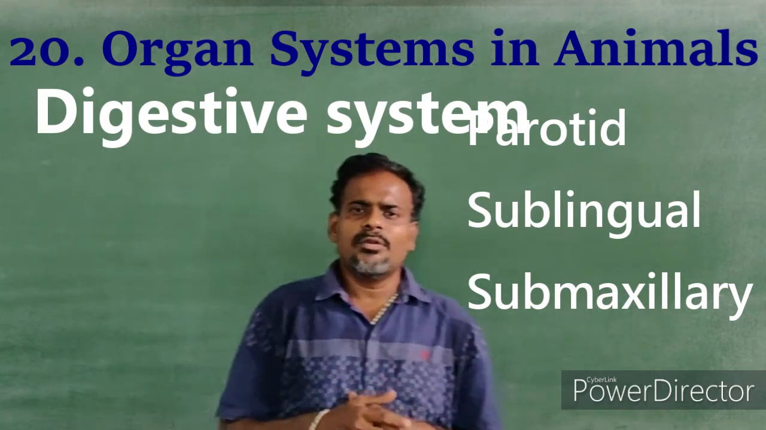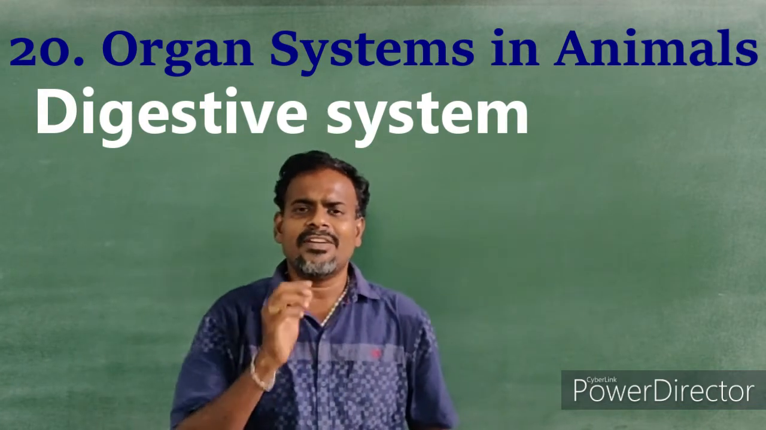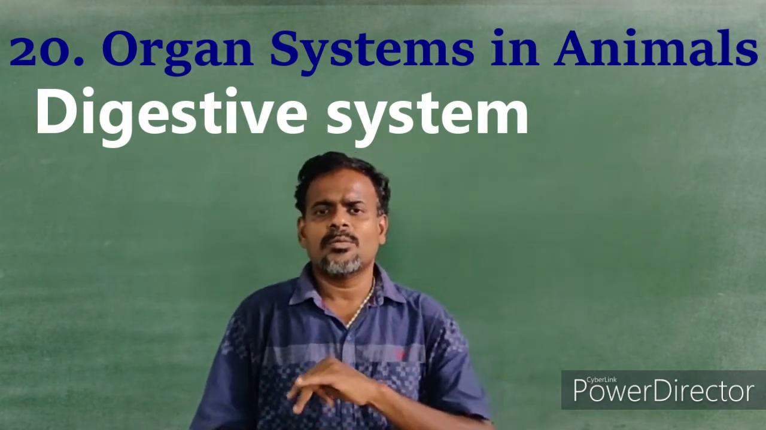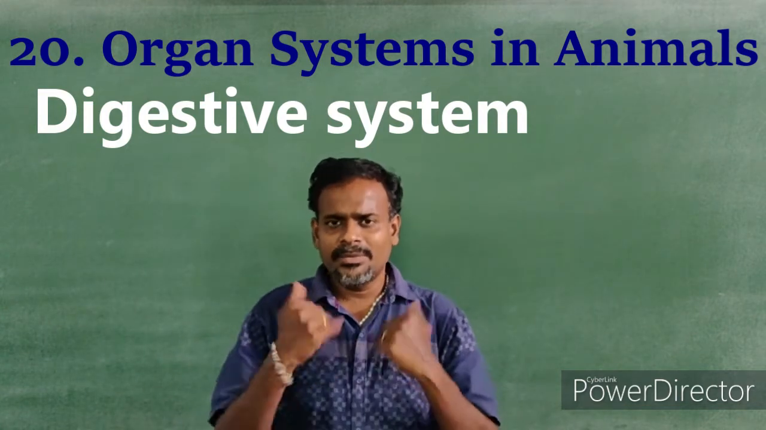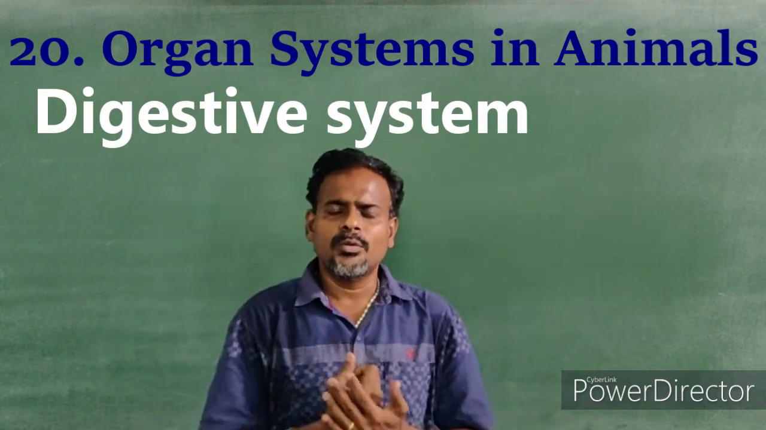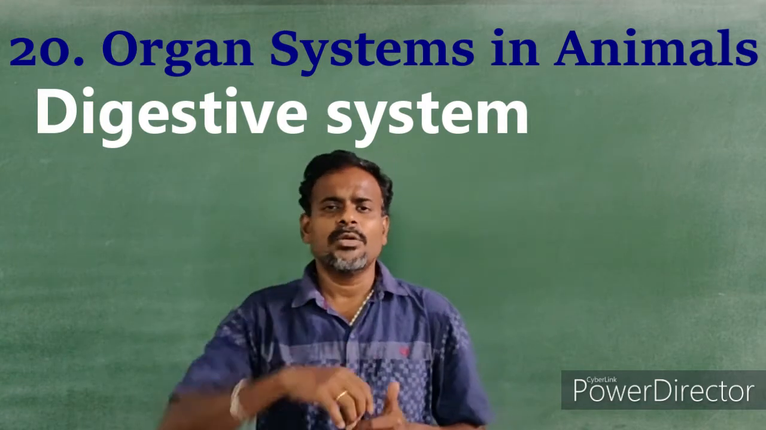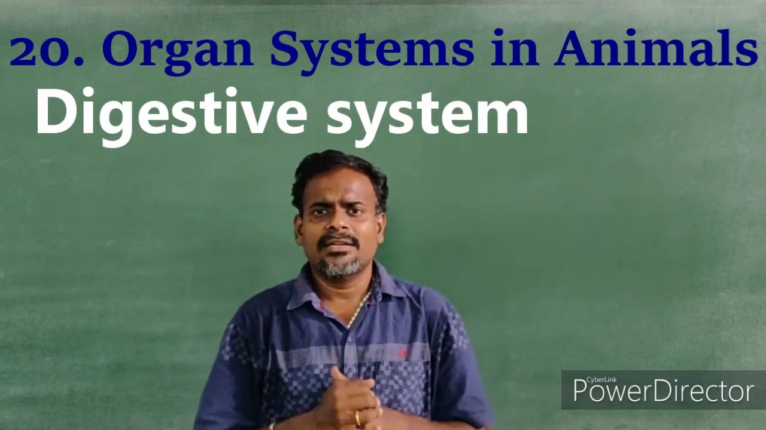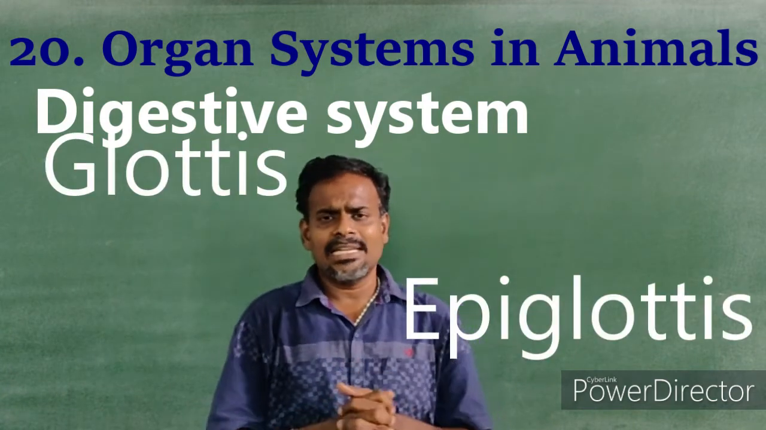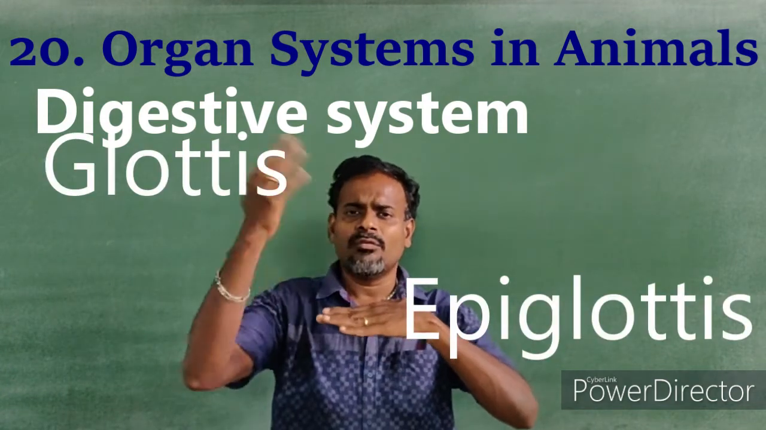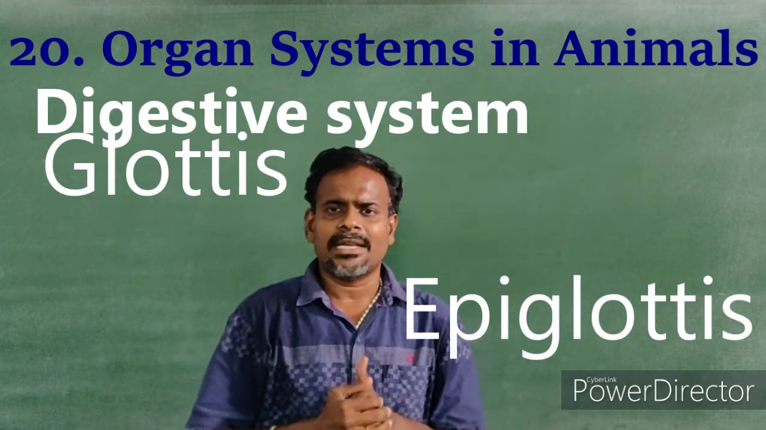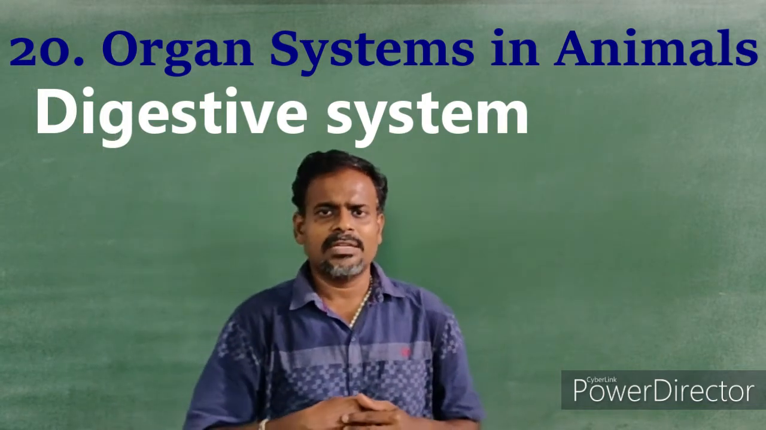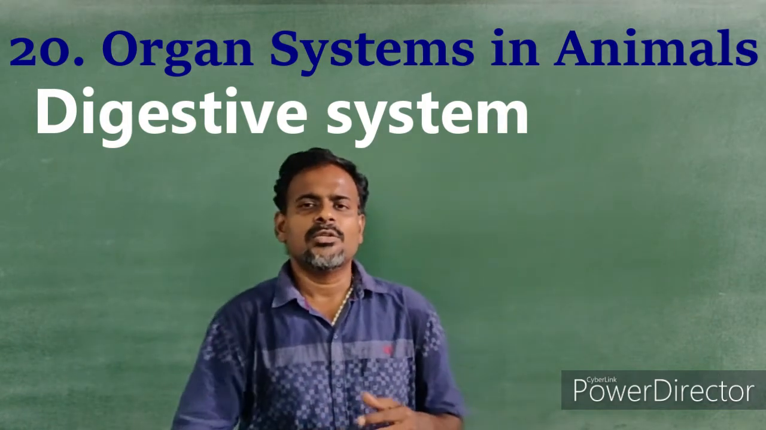When you swallow the food, it goes into pharynx. Pharynx is a common passage for both air as well as water and food. From there, it is divided into two regions where food enters into esophagus. There is a barrier in the respiratory tract which is known as glottis and epiglottis, which prevents the entry of food or water into the respiratory tract. So the food enters into the long tubular structure known as esophagus, and from there it enters into stomach.